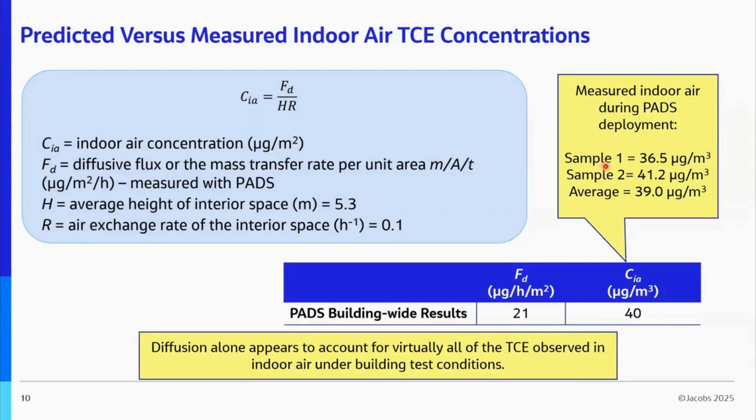And we collected 2 indoor air samples during the pad's deployment. When you average those 2 samples, the average air in the building was 39. So what this is saying is that the diffusion that we measured through the slab accounted for all of the indoor air in this building based on our assessment. Diffusion for this warehouse in particular appears to be predominantly where the mass is coming into the building. It does have some cracks and gaps, but I think they're fairly negligible and not significant relative to diffusion.